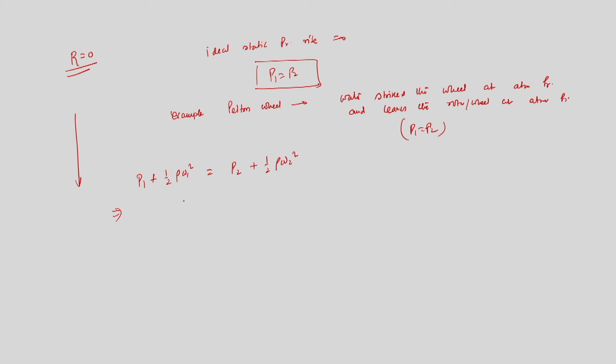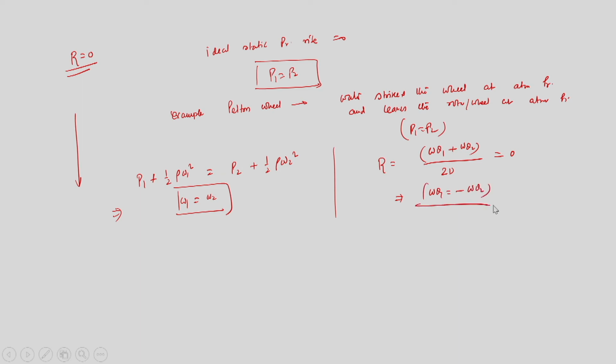Since P1 is equal to P2, therefore W1 will be equal to W2, right? Or else, if I recall the definition, (W theta 1 plus W theta 2) divided by twice u is equal to 0. Therefore, W theta 1 will be equal to minus W theta 2. So, what will be the velocity triangles? W theta 1 is equal to W theta 2.